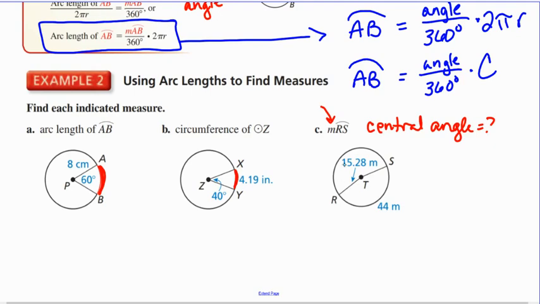Right? So we're going to find the central angle knowing, again, how long this arc is. That's going to be 44 meters. Okay, so let's get started. To find the arc length of AB, I've got AB as an arc equals the central angle, 60 degrees, over the full circle, 360, times the circumference, and the circumference is 2 pi r. So 2 times pi times 8 centimeters.